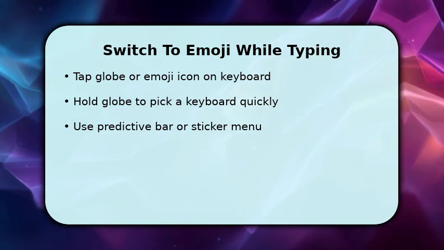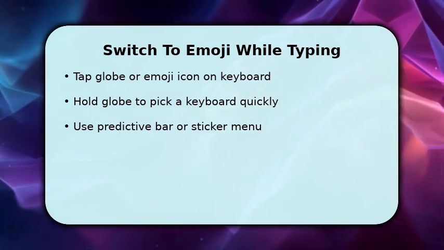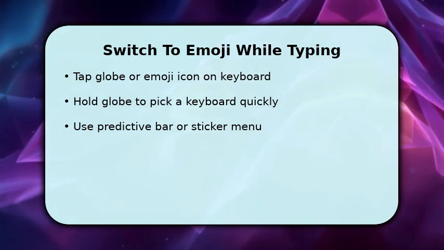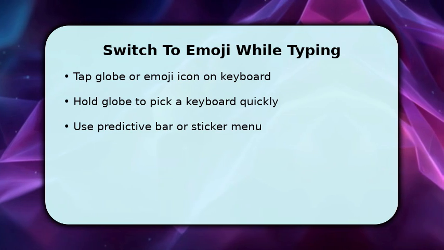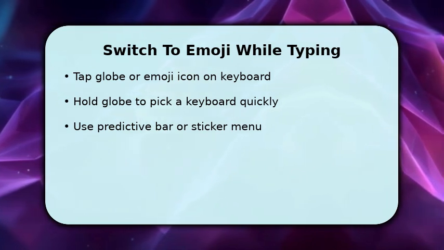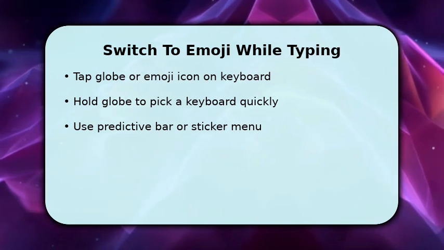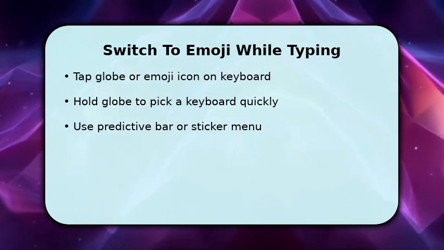Use the predictive bar or the emoji tab headings to jump to categories such as smileys, objects, or symbols. If you want frequent emojis available, add them to favorites or recents, which will populate automatically. This is how you access the full emoji set while composing messages.